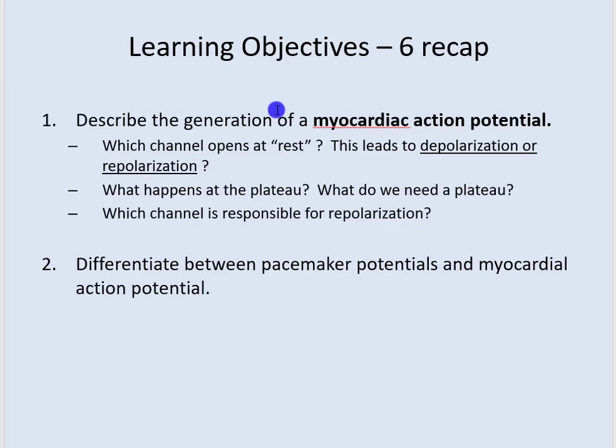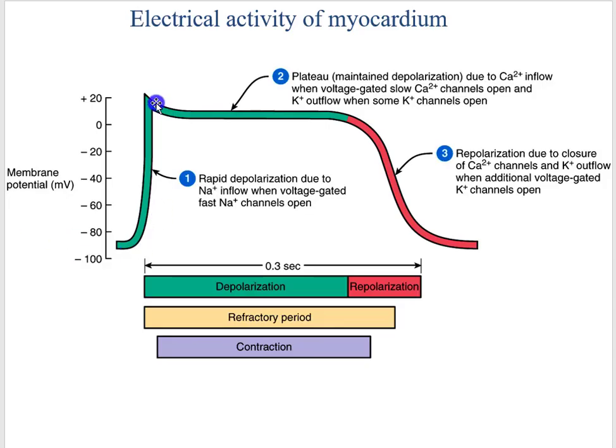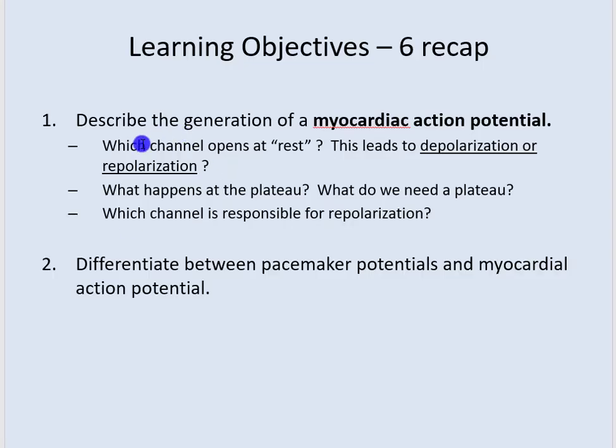Okay, so describe the generation of myocardial action potential. Hopefully you are clear on that. Sodium comes in, a little bit of potassium goes out, and then calcium goes in, and then potassium goes out. All right. Which channels open at rest? We talked about that. Sodium will open when you're at rest, and that leads to depolarization. At the plateau, calcium channels open, and calcium comes from out to in. We need the plateau because it prolongs the refractory period, preventing tetany.